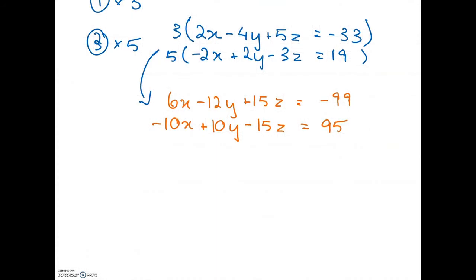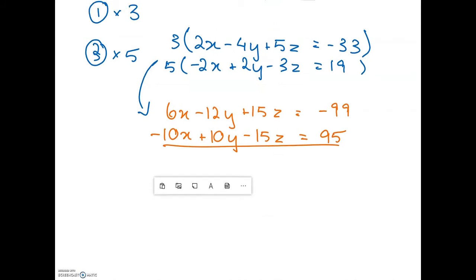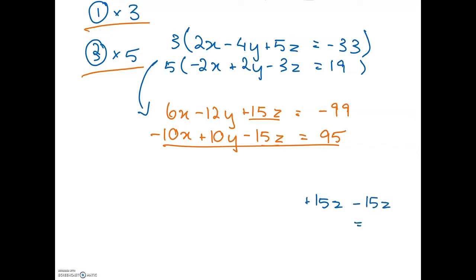So as you can see here, we now have two equations. We have transformed equation number 1 and 3 and made the coefficient of the z the same. So they're both 15. So now you can see we have a positive 15 here and a negative 15 here. Positive 15z minus 15z equals 0. So even if we just add these two terms, we'll get 0. That's what we need. We need to eliminate the z variable. So let's just add these two equations.